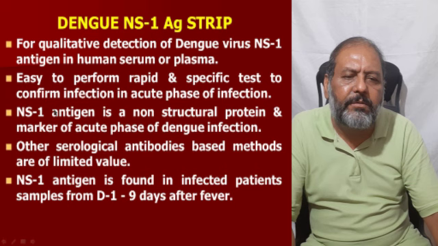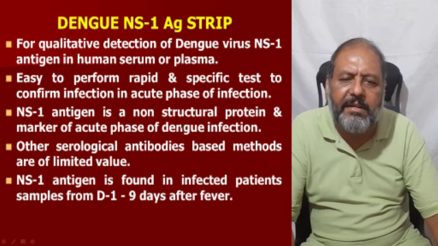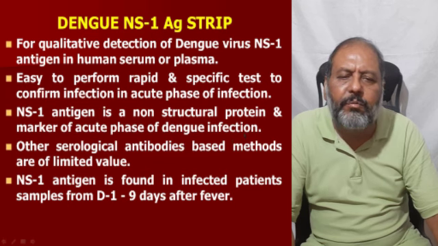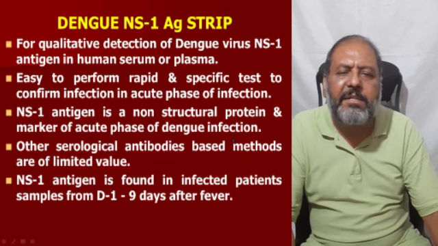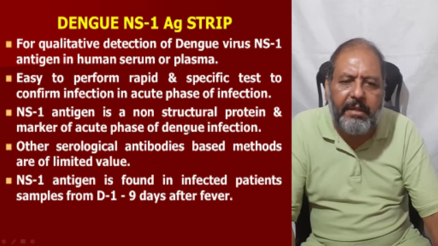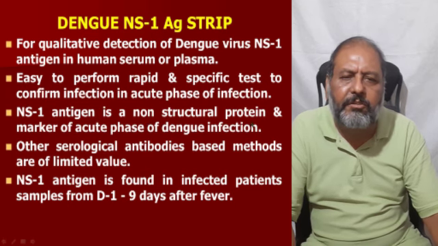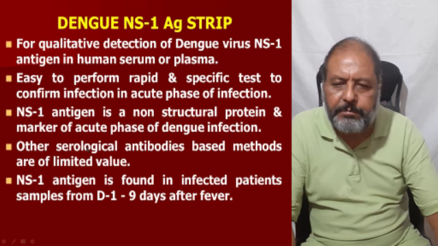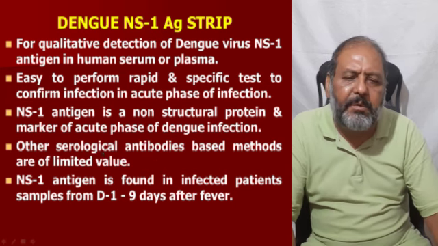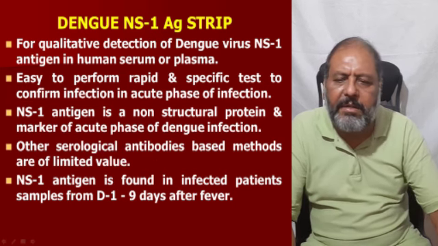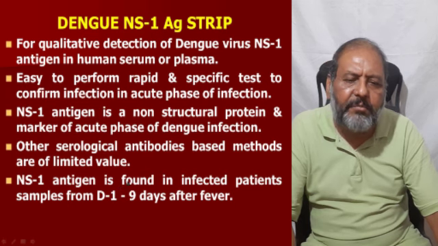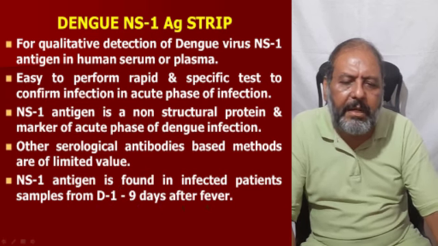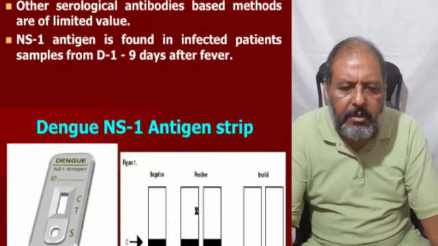In the acute phase of infection, NS1 antigen is a non-structural protein and the marker of the acute phase of dengue infection. Besides E and M protein of the dengue, this is also a non-structural protein present in every virus and can be detected. Other serological antibody-based methods are of limited value. NS1 antigen is found in infected patients' samples from day 1 to day 9 after the fever, so it is easy to do.